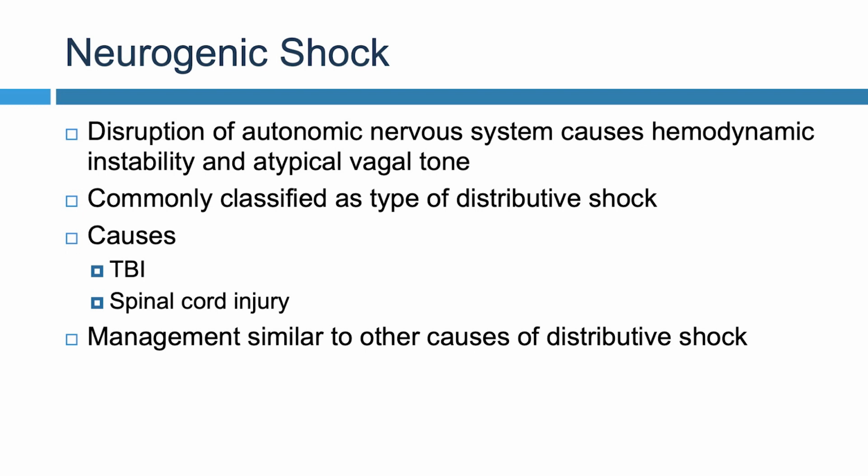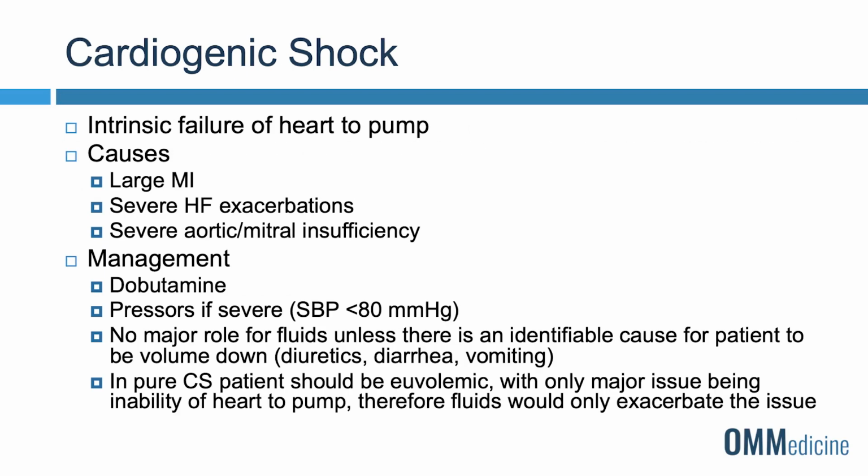And the treatment is going to be very similar to that of the distributive shock, which we just mentioned. So typically it is going to be treated with fluids and pressors as needed. The next type of shock we'll talk about is cardiogenic shock, which is shock that results from an intrinsic failure of the heart to pump, meaning that the heart is no longer able to perform its ability to pump blood to the rest of the body.